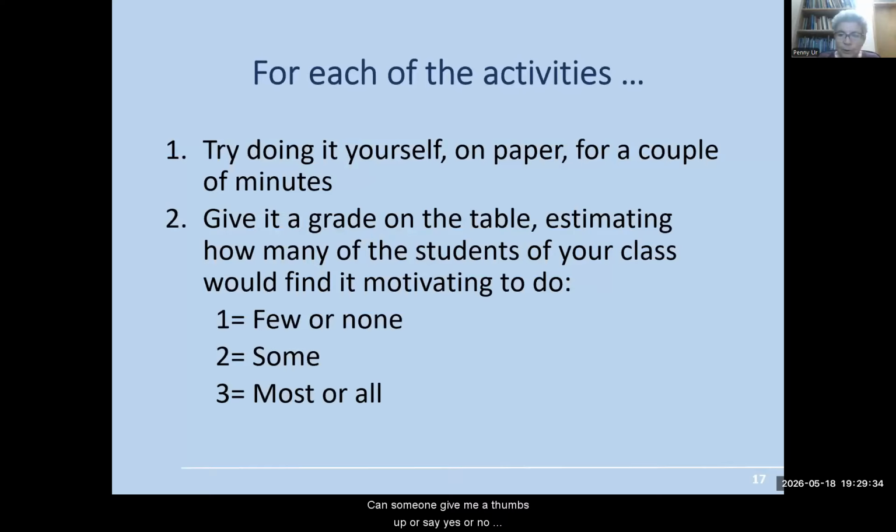Okay, you ready? Can someone give me a thumbs up or say yes? Or no, as the case may be. Yes, we're ready. Okay, let's go. So remember, what I want you to do is perform, I'll give you a couple of minutes each time to do as much of the exercise as you can, and then write on your table whether you found it 1, 2, or 3 level of motivation.